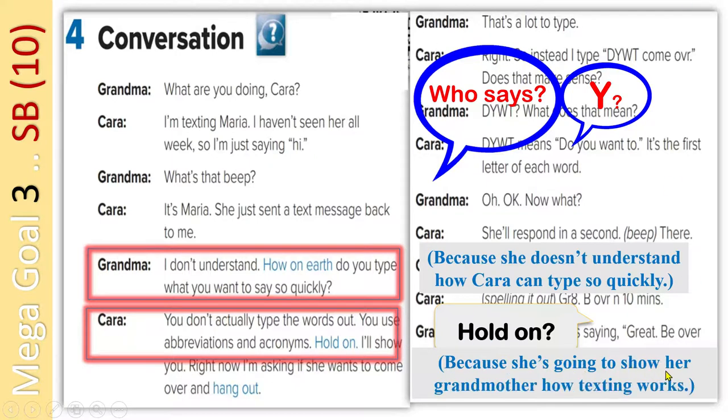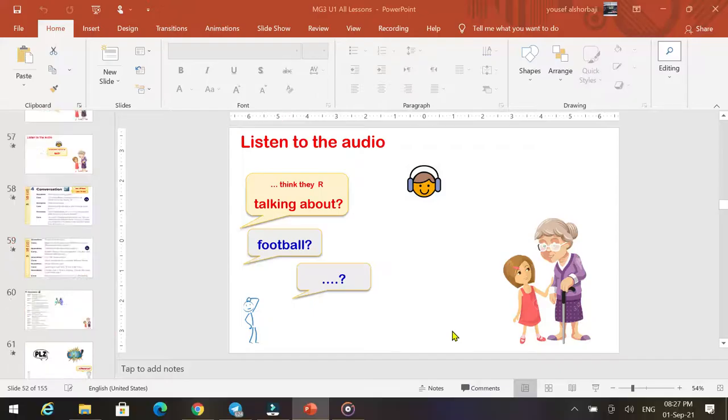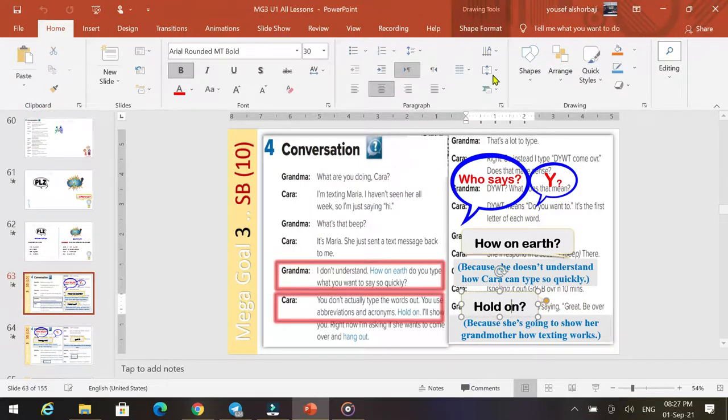Because she's going to show her grandmother how texting works. توريها كيف إن عملية الكتابة السريعة بتحصل. إنها قاعدة تستخدم abbreviation and acronym. Abbreviation and acronym. Okay.